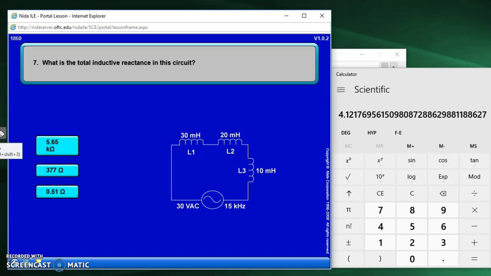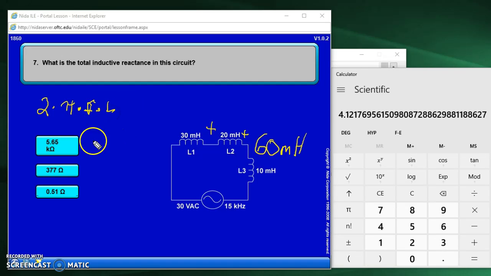So let's go ahead and come up with our total inductance of 60 millihenries. I got that simply by adding 30 plus 20 plus 10. So pretty easy math there. So now let's get the X of L of that, which is 2 times pi times F times L.